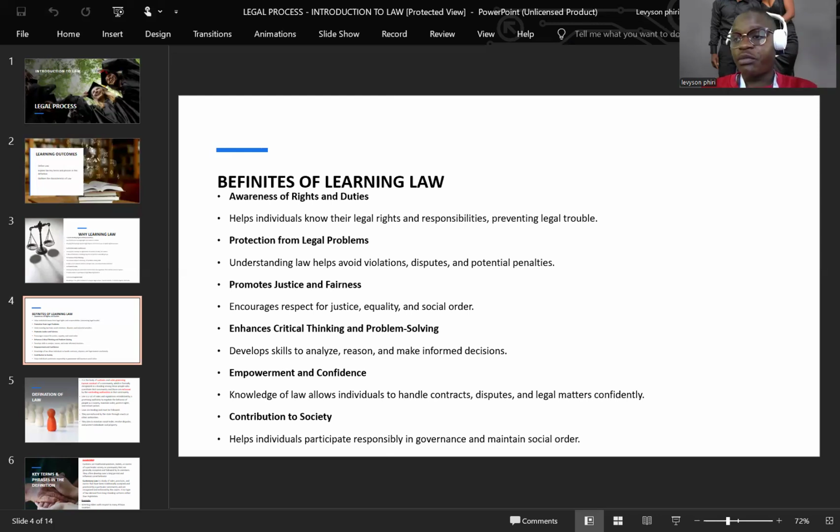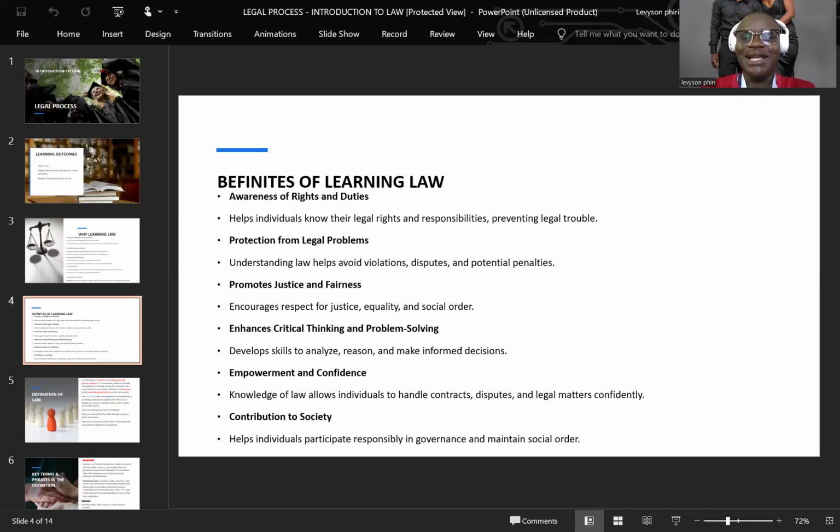Protection from legal problems. You'll be able to understand what law is, and also to avoid violation, dispute, and potential penalties. Promotes justice and fairness. You'll be able to promote and encourage respect of justice, equality, and social order.